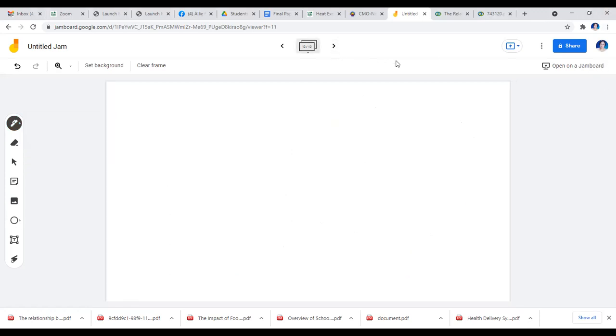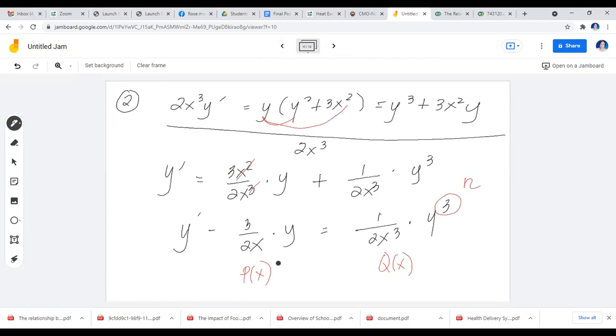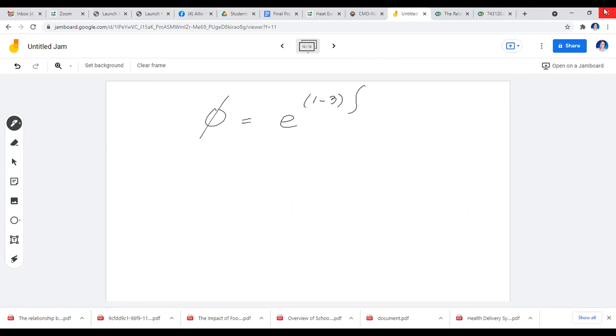So knowing these three, very important, P of X, Q of X, and N, you can now go to determining the integrating factor. So your phi is equal to e raised to 1 minus 3 integral of, so our P of X is negative 3 over 2x. So I have here negative 3 over 2x dx. Now in the process, this one is negative 2. So this can cancel with the 2 in here, leaving me with a 3 dx over x. So the integral of such is very simple.